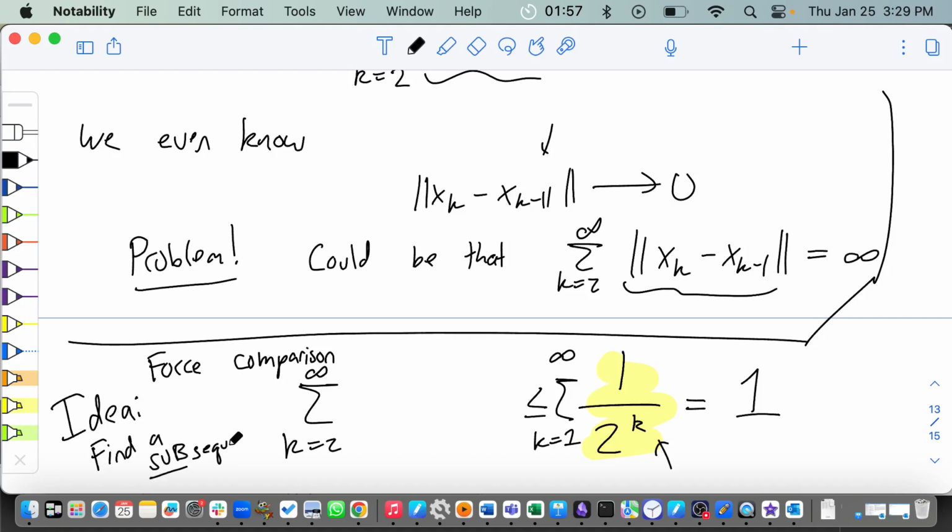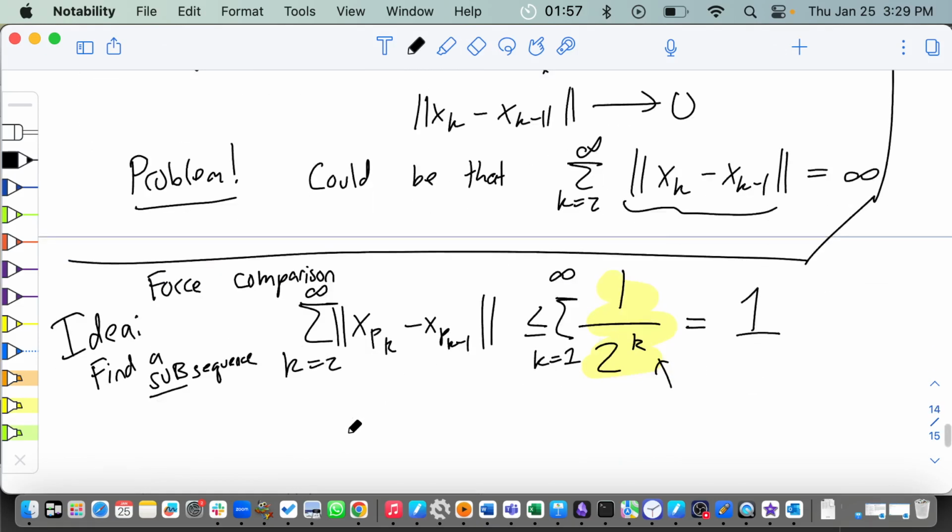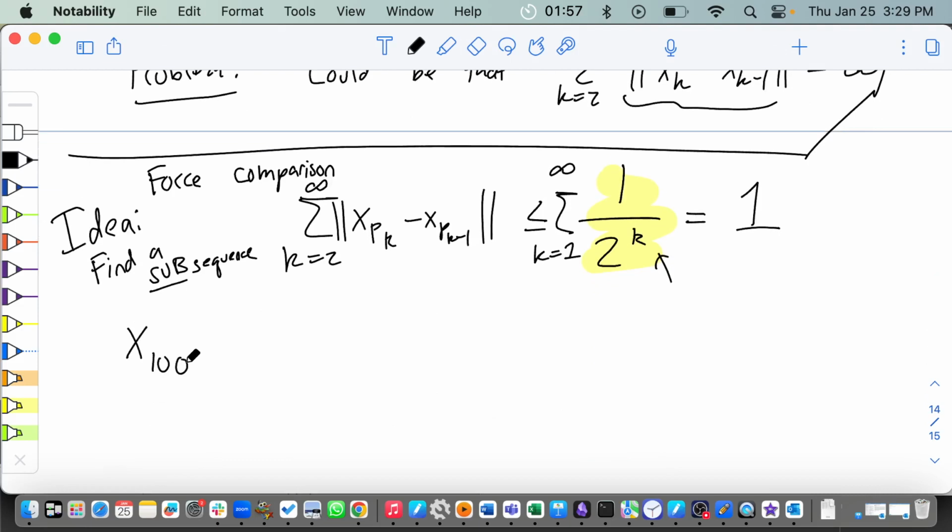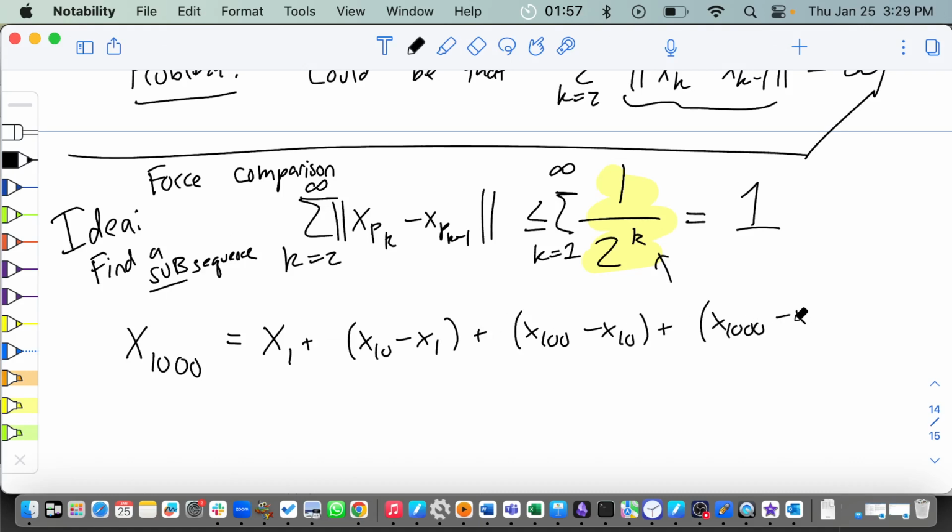I'm going to abandon doing 1, 2, 3, 4, and I'm instead going to do x sub pk minus x sub pk minus 1. And that will be bounded like this. Written out, instead of writing 1,000 terms in my sequence, I'm only going to have like 10 terms. So maybe this will be x1 plus x10 minus x1 plus x100 minus x10 plus x1,000 minus x100. Before, I did 1,000 terms, and I couldn't control how big they were. But by going to a subsequence, I have much fewer terms, and I can control how small the terms are.